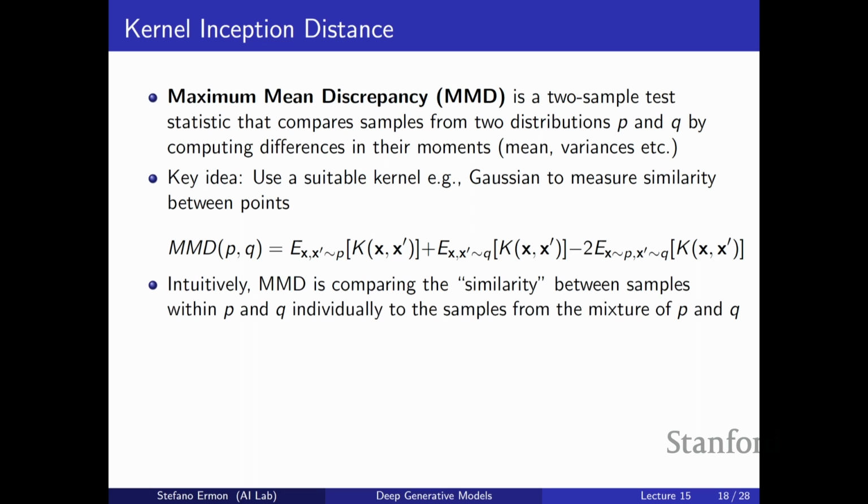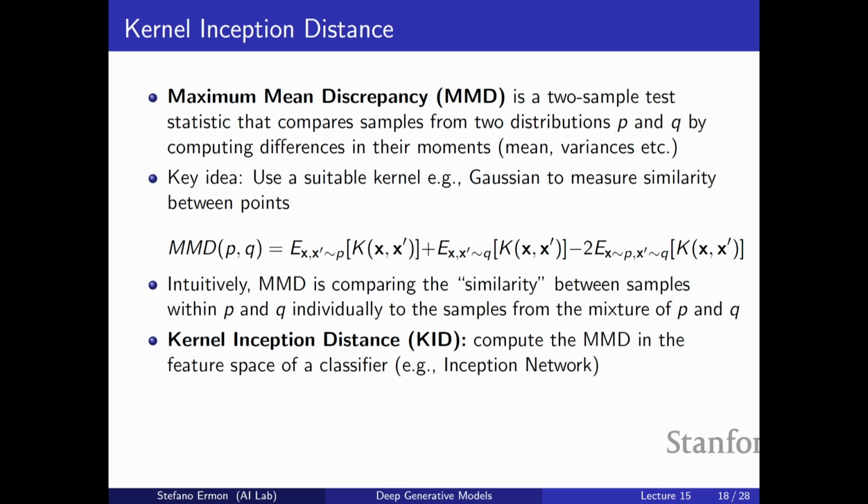The idea is that we're allowed to use a kernel to compare how similar 2 samples are. So we don't necessarily have to compare samples in terms of their raw pixel values, but we can do MMD in the feature space of a classifier. So you would use a kernel to compare the features of two real samples, two fake samples, and a real and a fake sample.